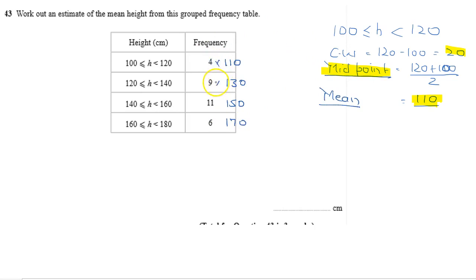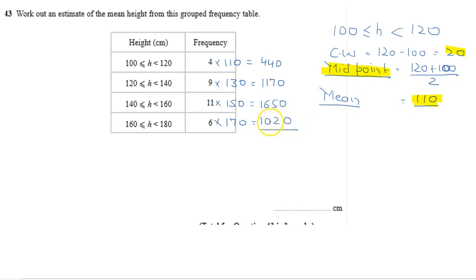Now we multiply all the frequencies by the midpoint. So 110 by 4 is 440. 130 multiply 9 is 1170. 15 multiply 11, I told you how to multiply, that is 1650. And 170 times 6 is 1020.